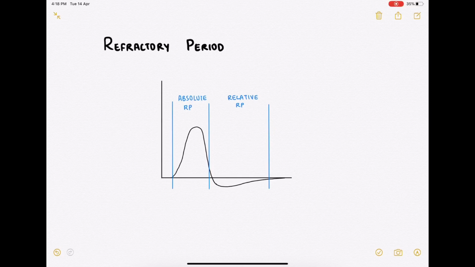The relative refractory period is a period during which a greater than threshold stimulus is required to induce a second action potential. Here I end this video.